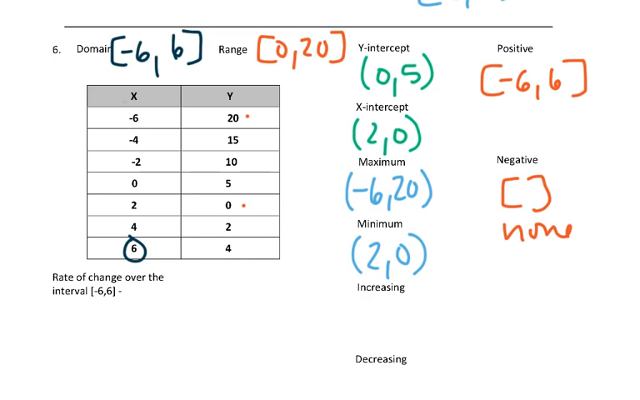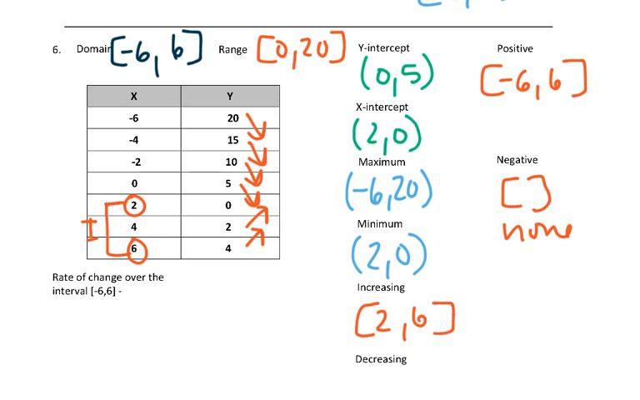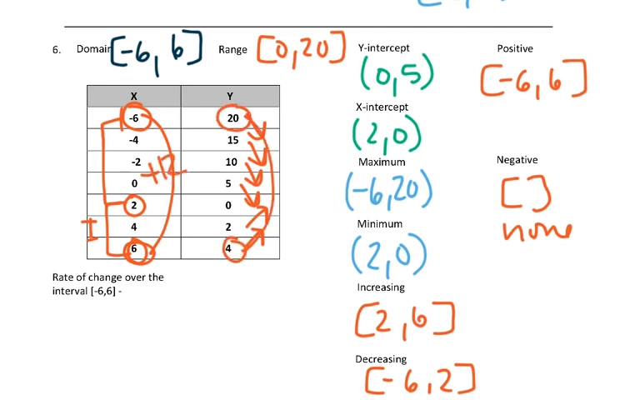Then we take a look at where it's increasing and decreasing. So 20 to 15, decreasing, decreasing, decreasing, decreasing. Then we increase and increase. So we're increasing from 2 to 6 and decreasing from -6 to 2. Rate of change from -6 to 6. So we add 12 to do that, 20 to 4. That would be, we subtract 16. So -16 over 12 would be -4 over 3.